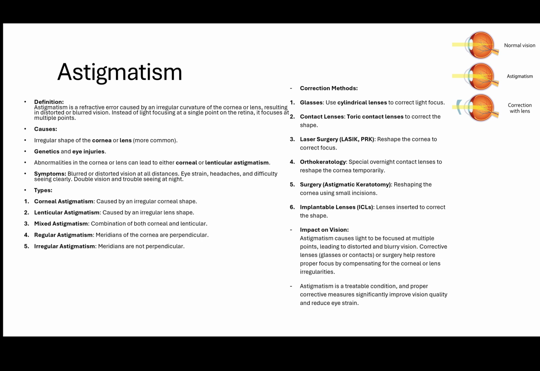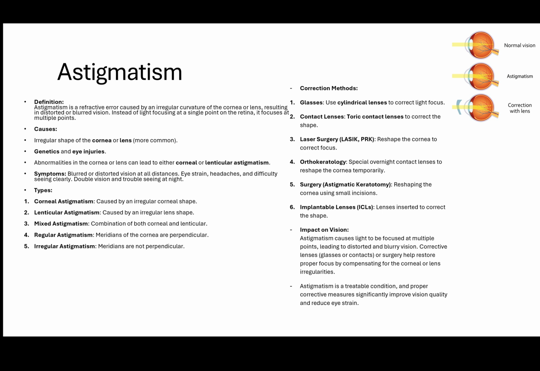So it can be caused by an irregular cornea or lens, or genetics and eye injuries. So you could have corneal or lenticular astigmatism. So looking at the lens or the cornea, the lens could be misshapen or the cornea could be misshapen. That's what we're talking about. The symptoms we know: blurry or distorted vision at all distances, eye strain, headaches, difficulty seeing clearly, double vision, and trouble seeing at night as well.